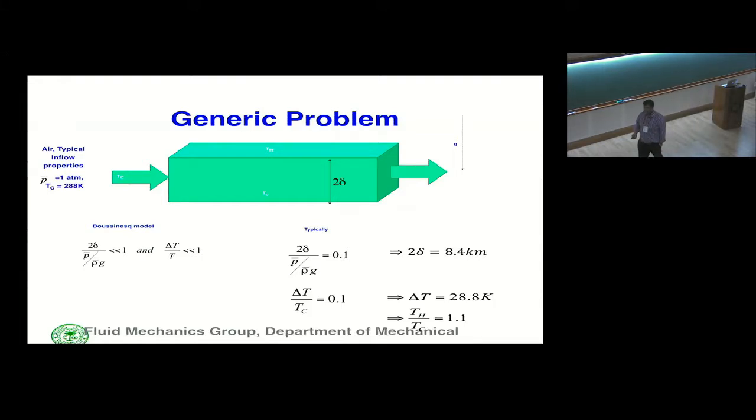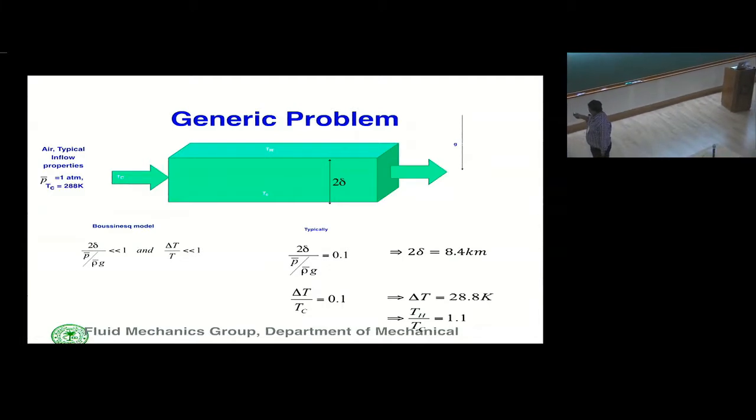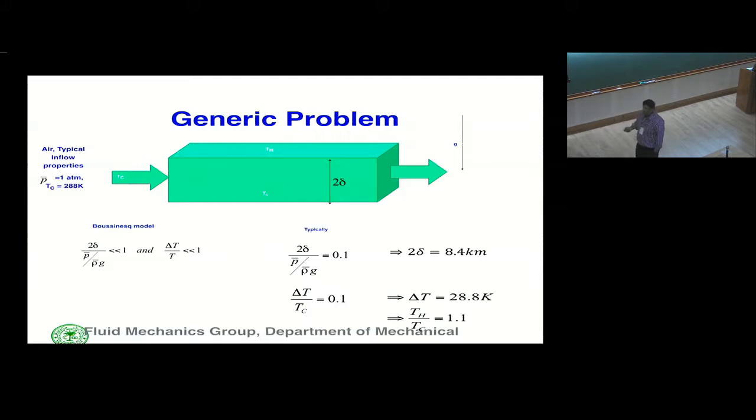Typically in a solar collector, the top wall is around 600, 700 degrees centigrade, and the bottom wall is around 300, if you take the reference temperature as 300. So basically you cannot go above 30 degrees centigrade. So what should then be the model? My problem was how to simulate these kinds of flows. 2 delta is the channel width.